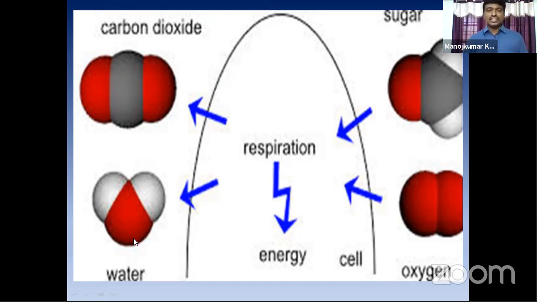So in the process of excretion, excess water is removed in the form of urine, or sometimes the excess water is also removed in the form of sweat, and some water is converted into vapors, and some vapor is also left along with the carbon dioxide. So this is the process of respiration that occurs inside the cell.